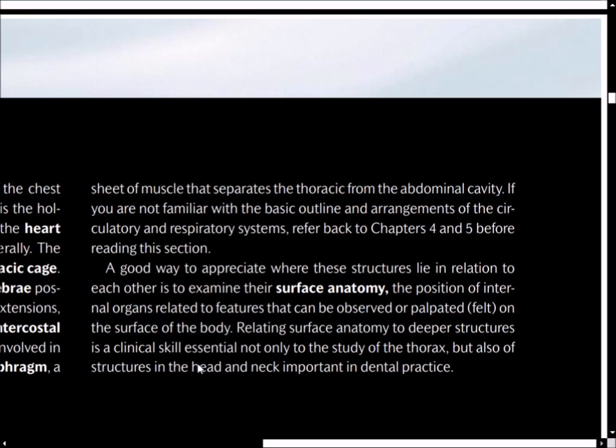their surface anatomy. The position of internal organs related to features that can be observed or palpated, felt, on the surface of the body. Relating surface anatomy to deeper structures is a clinical skill essential not only to the study of the thorax, but also of the structures in the head and neck, important in dental practice.